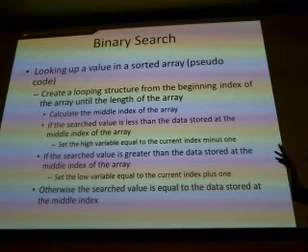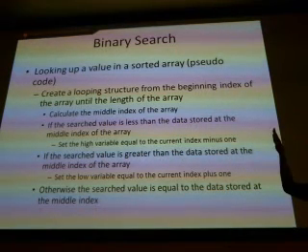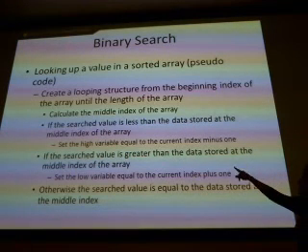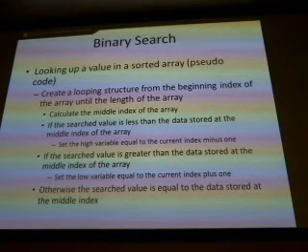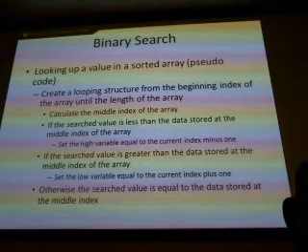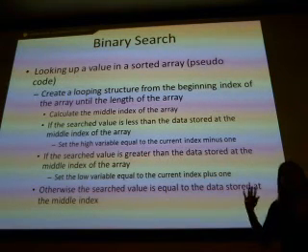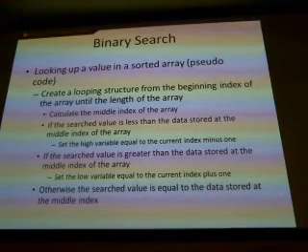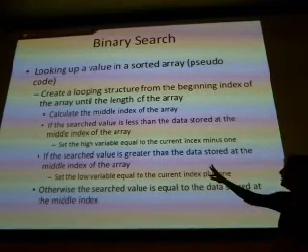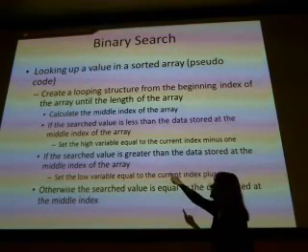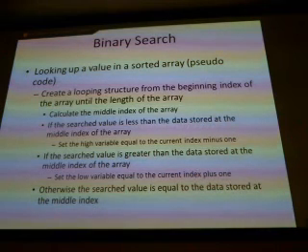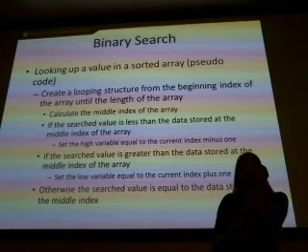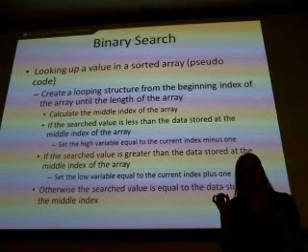And if the value is too high, you're going to update that to the current index minus 1. Because you know that from my middle index and above, that data value is too high. It's not in there. It's in the smaller set down here. So then we check again. Is that search value greater than the data stored at the middle index? So is the value stored at index 5 smaller than the data value I'm looking for?